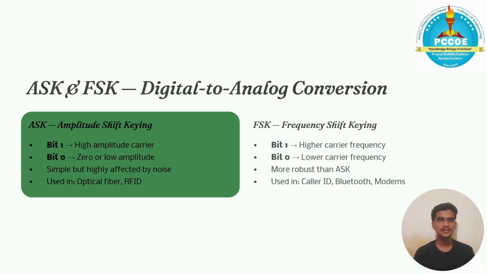Now, let us talk about sending digital data over an analog channel. The first two techniques are ASK and FSK. In ASK, amplitude shift keying, a binary 1 is sent as a high amplitude signal and a binary 0 is sent as low or no signal. It is simple but very sensitive to noise.